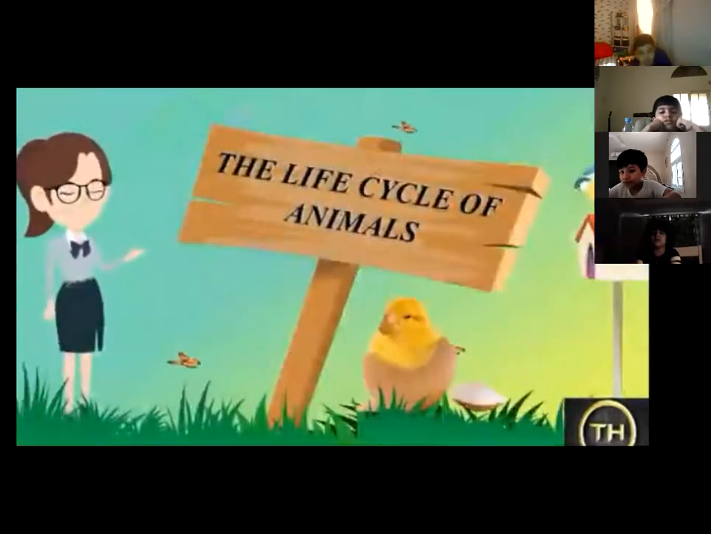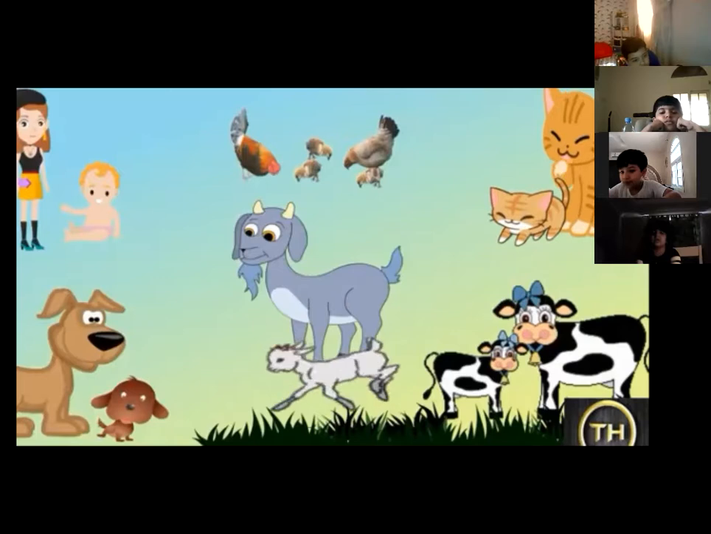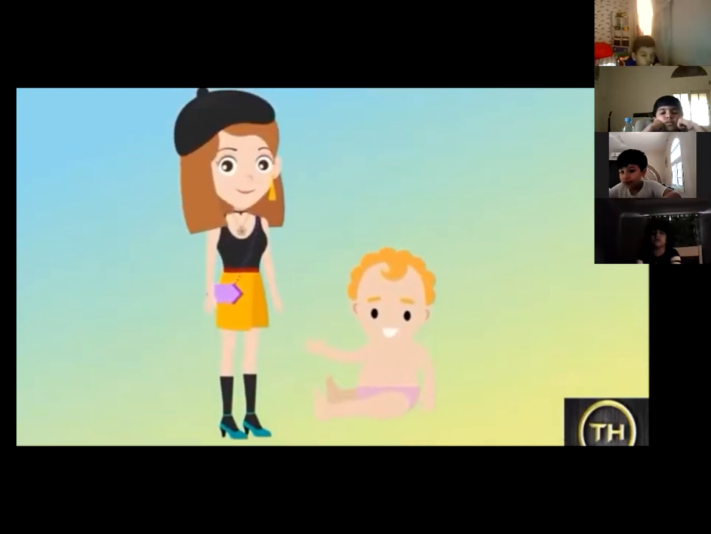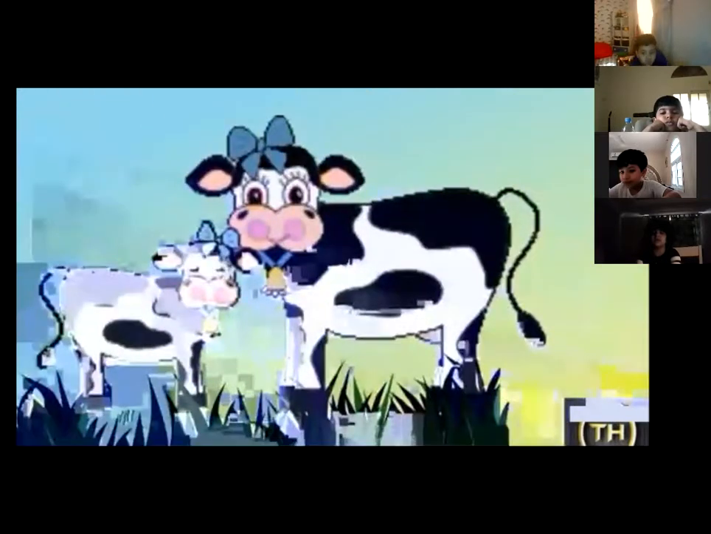Hello students, today we are going to learn about the life cycle of animals. Look at these pictures carefully. Among them is the picture of a dog and its puppies. The other pictures are a mother and her baby, a hen and its chicks, a cat and its kitten, a goat and its kid, a cow and its calf.